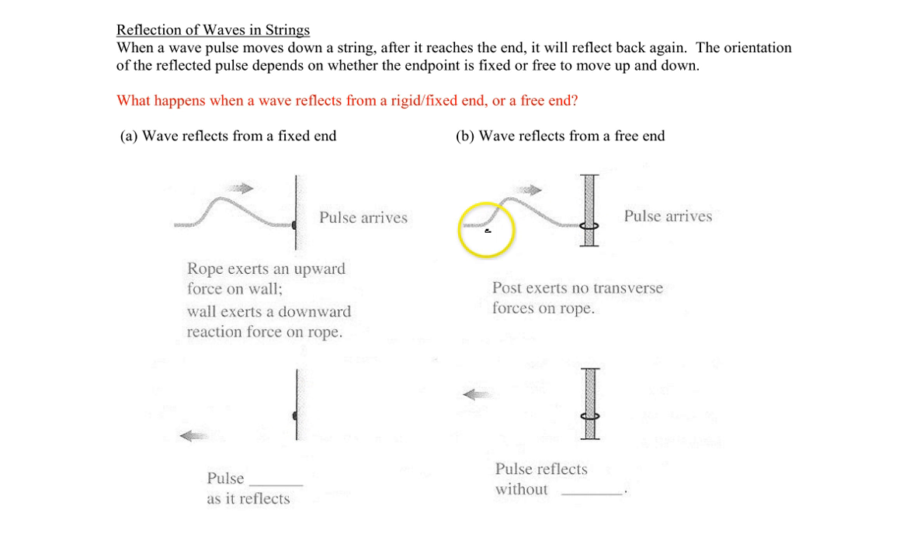Over here we have the same kind of wave approaching, but now there's a little ring attached to this rod, and this ring can move up and down. This would be called a free end reflection. So it's not a fixed end, it's a free end. We'd like to know what happens to the wave on the other side. So let me show you an animation for that.